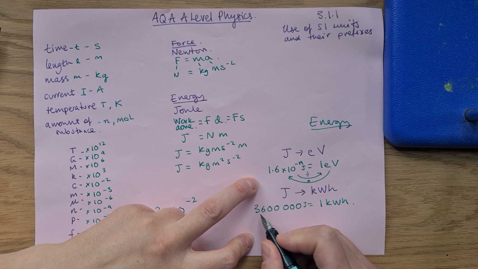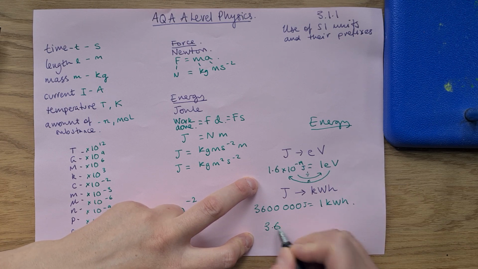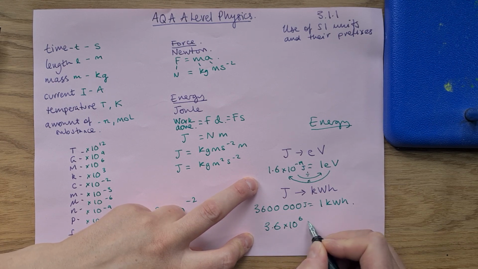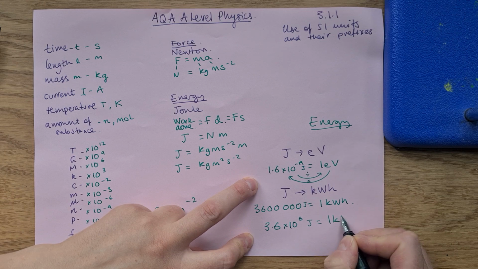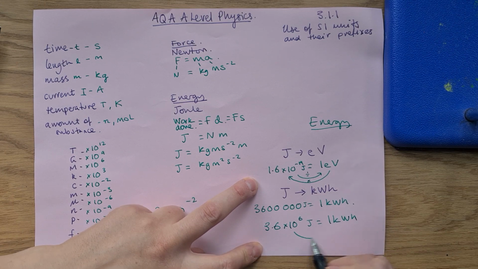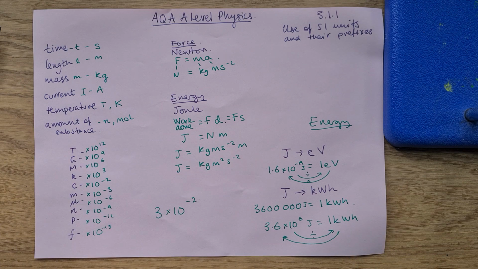Normally, we wouldn't write it like that. Nobody wants to be counting those zeros. So we write 3.6 times 10 to the 6 joules is equal to 1 kilowatt hour. So going that way, from joules into kilowatt hours, you're going to divide by 3.6 times 10 to the 6, and going the other way, kilowatt hours into joules, you're going to multiply by 3.6 times 10 to the 6. That's the end of the first section.